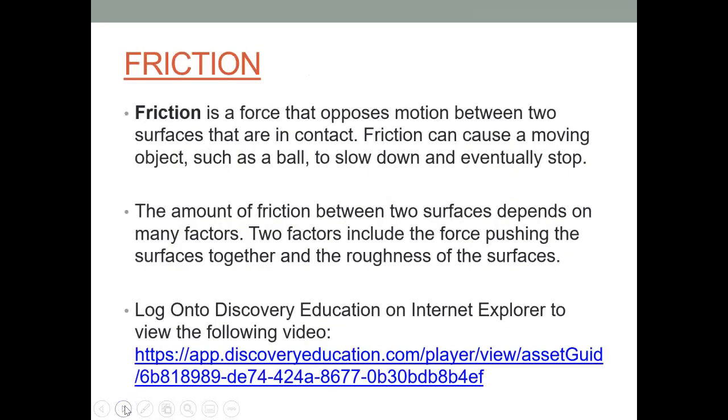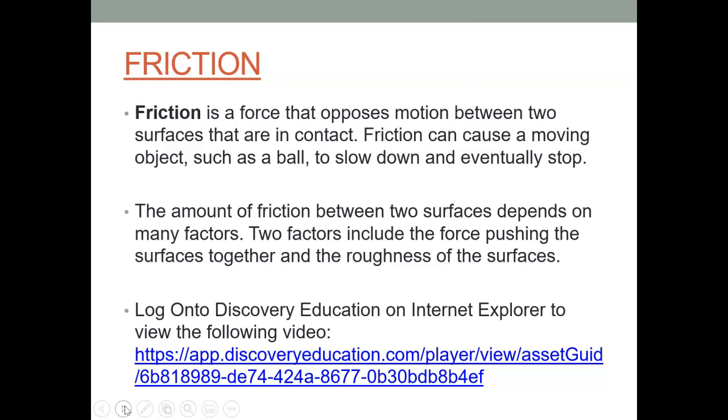All right, friction is a force that opposes motion because 2 surfaces are in contact. We've worked and discussed friction at various points throughout the year. Friction can cause anything that is moving, such as a ball, such as you walking, to slow down over time and eventually stop. It's why if you roll a ball into the grass, the grass comes in contact with that ball, and it will eventually slow it to the point it no longer is in motion.